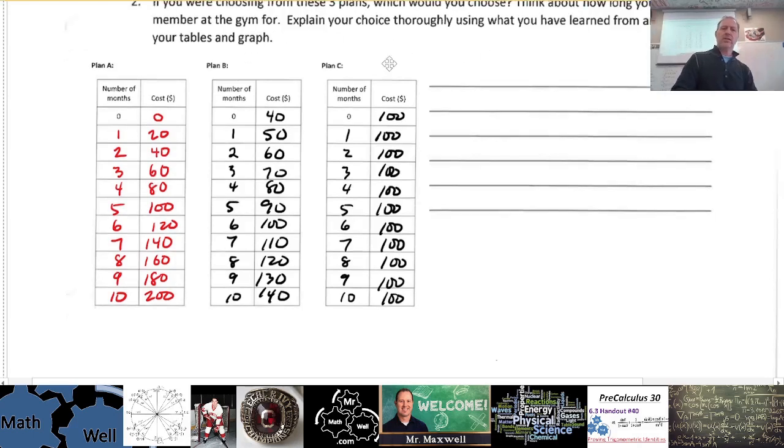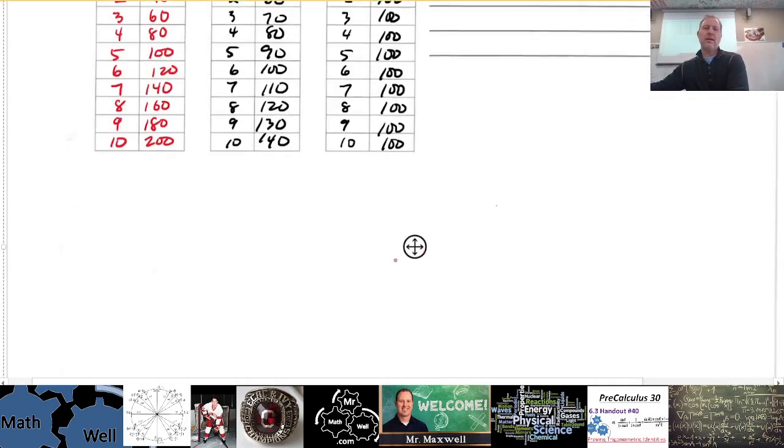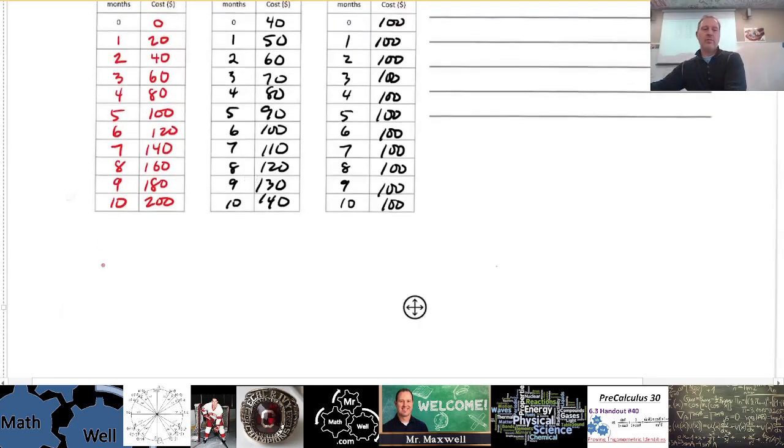So let's graph each one of these. Let's graph plan A first. It's in red there, so I'll use red for the graph. Now I know that your table is on one side and the graph is going to be on the other. I would suggest doing the graph either on a loose leaf piece of paper, or if you have graph paper, you can do the graphs there. That would be nice and easy to do. Or just do it on the second page, and I'll try to have these tables in view for you.